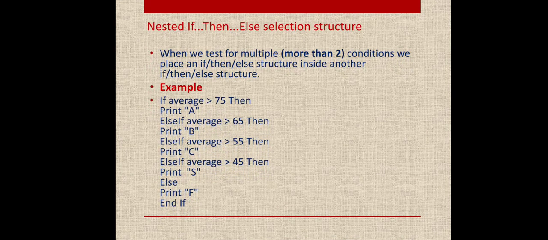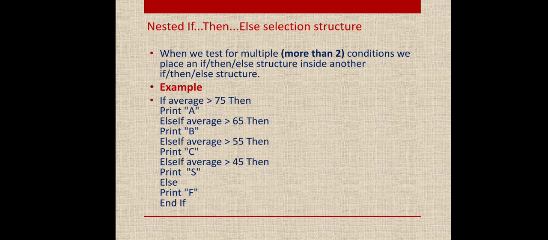For example, if average is greater than 75, then print A. This is the syntax. Else if average is greater than 65, then print B. Else if average is greater than 55, then print C. Else if average is greater than 45, then print, for example, S. Else print F, and end if. We need to write this end if because we need to close this if statement.